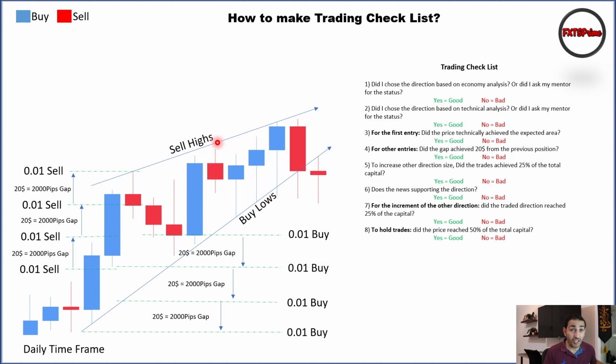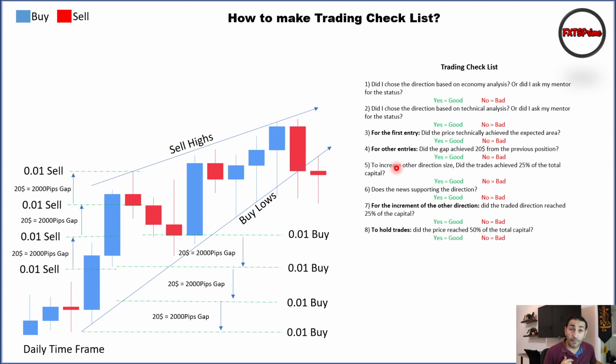Did it achieve? If the price is trending up, my point will be the previous day high. From the previous day high, I'm going to sell and I will place my 25 position after that. So that is the first entry and everything about the first entry. And after that, it depends on the gap. So gap at $20, sell. Gap at $20, sell. Until it reaches the sky, then finally it will go down like a waterfall.